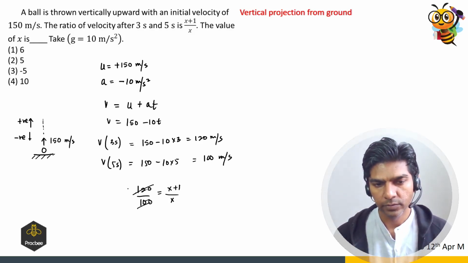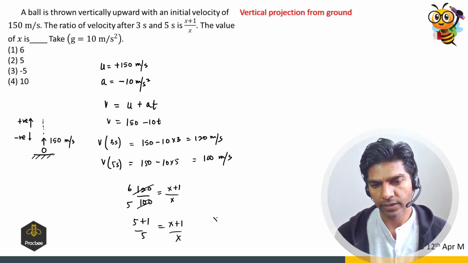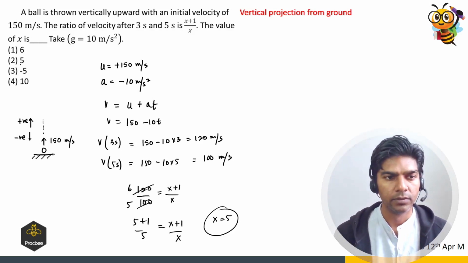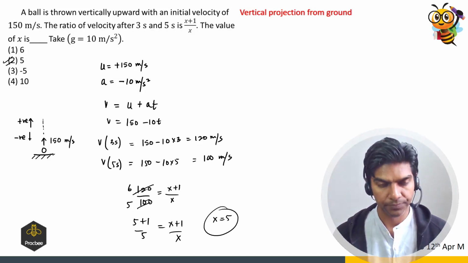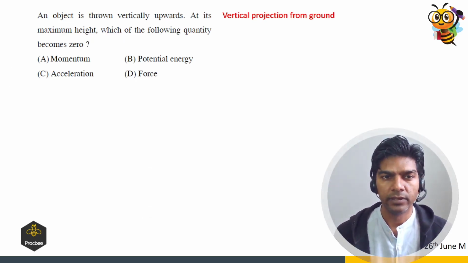And this is nothing but 6 by 5, or 5 plus 1 by 5 is equal to x plus 1 by x. So x is 5. So option 2 is the right answer. Now let us do the next question.